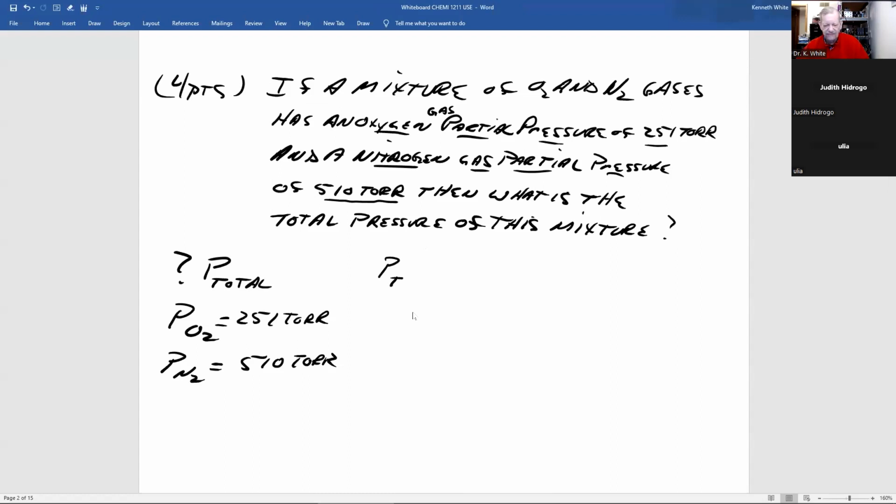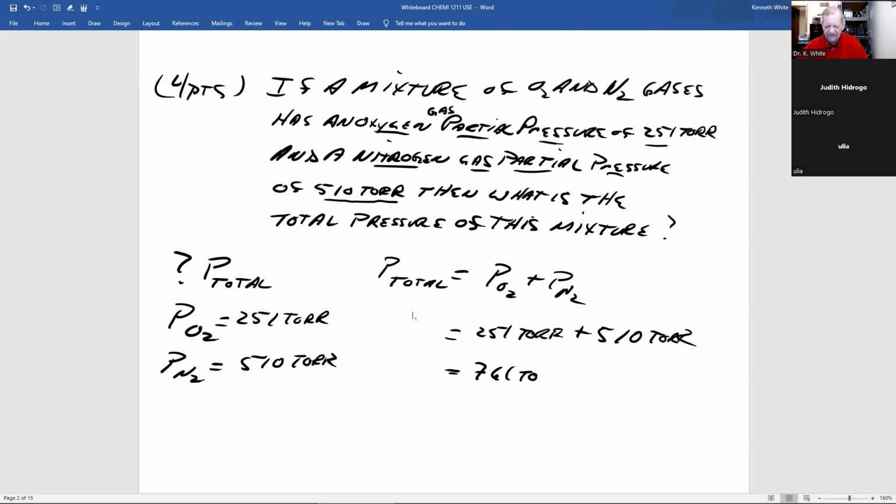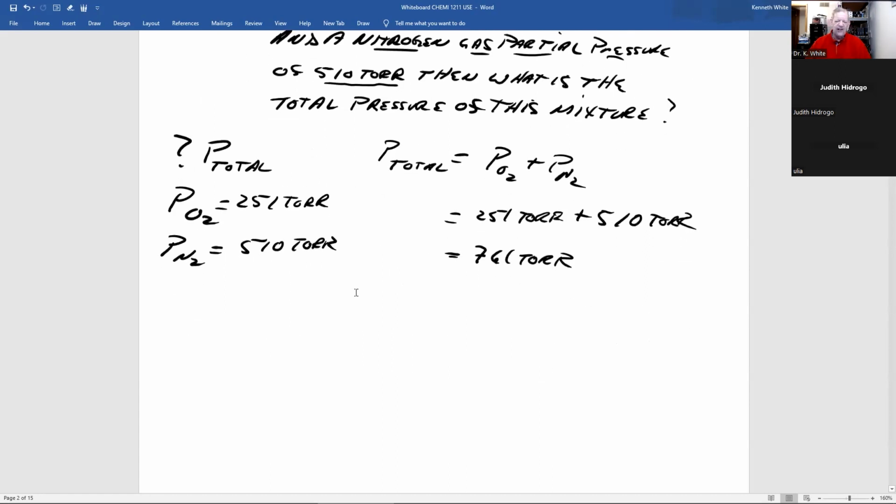So P total equals the sum of the partial pressures. Well, we've got two of them. Partial pressure oxygen, partial pressure nitrogen. And that's 251 torr plus 510 torr. And if you add them up together, we get 761 torr. And that's how you use Dalton's law of partial pressure. Oh, let's do another one.